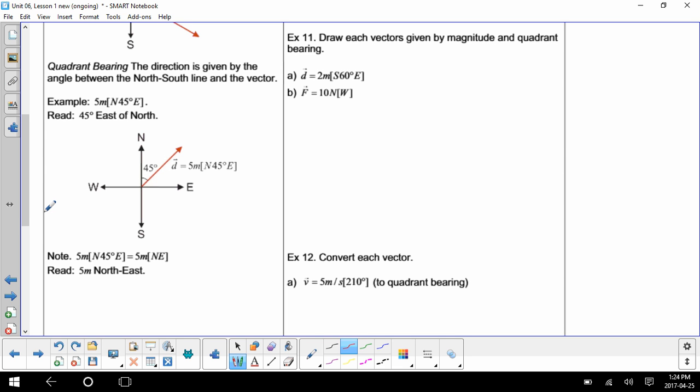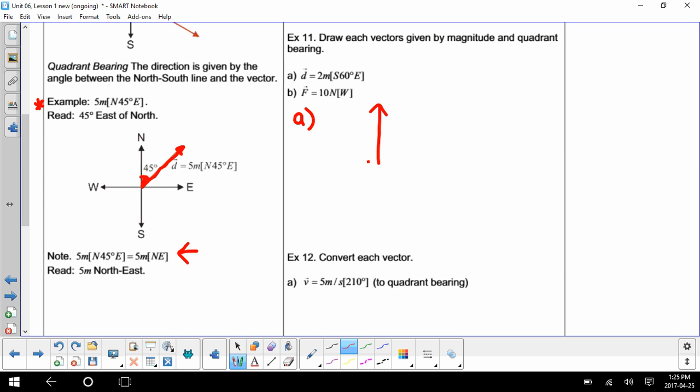So for instance, in this example, we have something that's 5 meters north, 45 degrees east. So we start at north and we go 45 degrees towards east. That's where the 45 degrees is going to be. And then the distance we draw that vector is going to be 5 units. And then we can write that vector D is 5 meters north, 45 degrees east. So notice down here there's a second way of writing this. If it's exactly 45 degrees between any of the compass directions, we can just say northeast. It's the same thing. For our example over here, we've got vector D is 2 meters south, 60 degrees east.